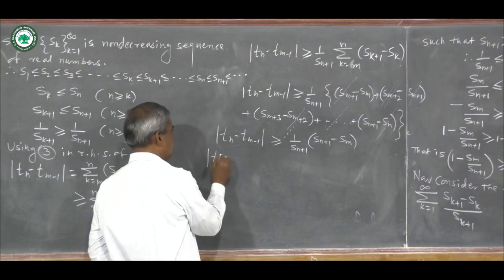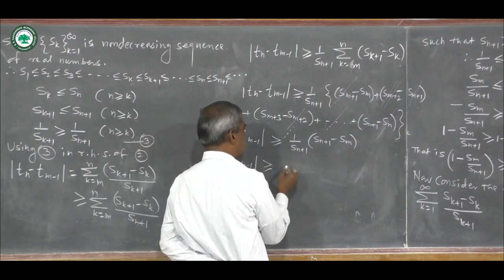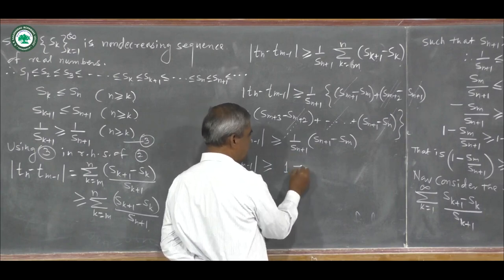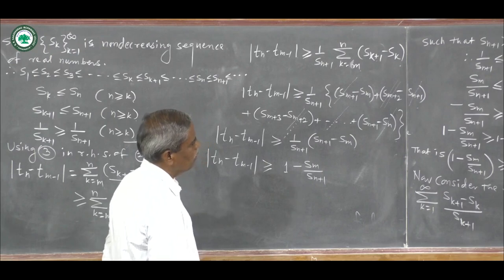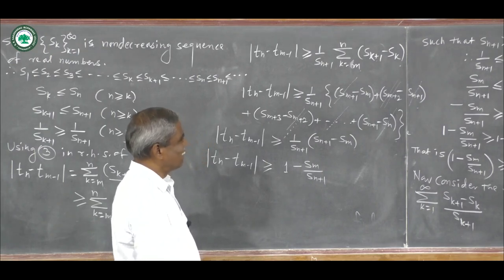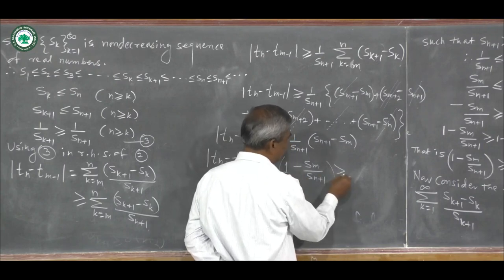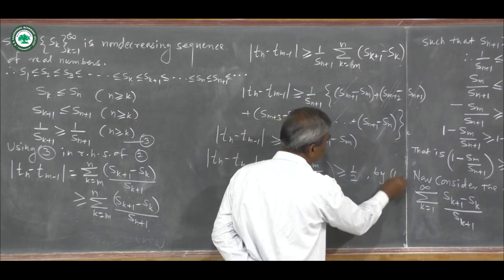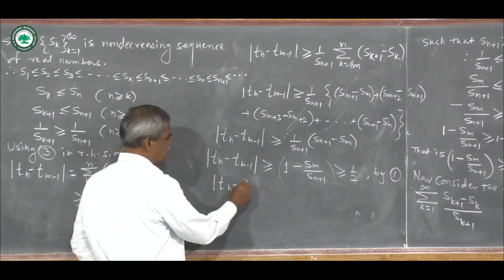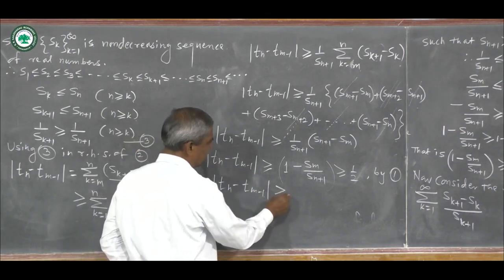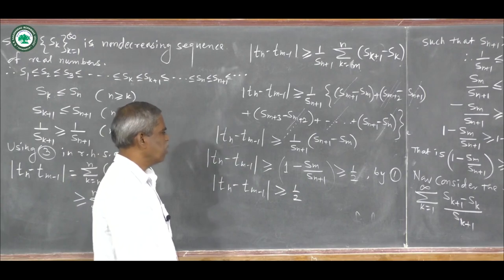And this is equal to 1 minus Sm upon Sn plus 1. Therefore, we write modulus of Tn minus Tm minus 1 is greater than or equal to Sn plus 1 upon Sn plus 1, which becomes 1 minus Sm upon Sn plus 1. And this bracket is greater than or equal to 1 half by relation 1. Therefore, modulus of Tn minus Tm minus 1 is greater than or equal to 1 half, for every n, m greater than or equal to capital N.